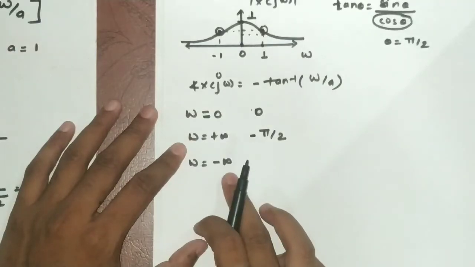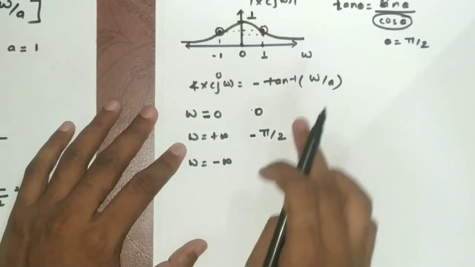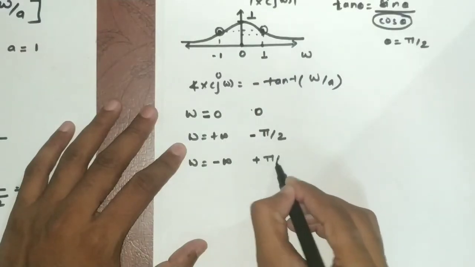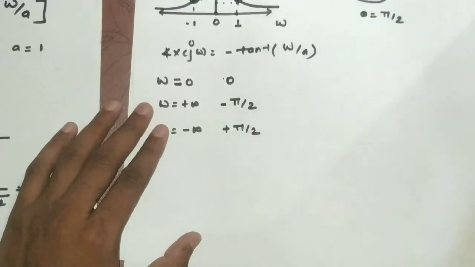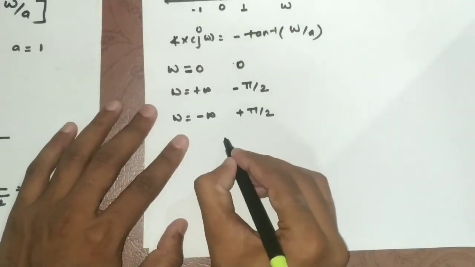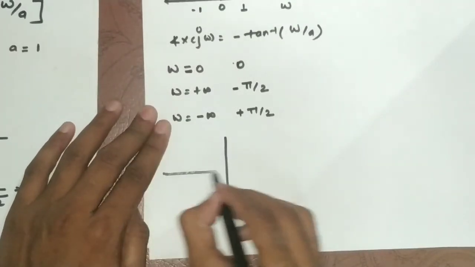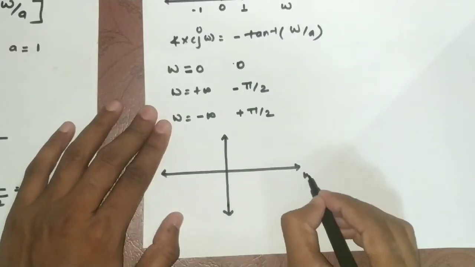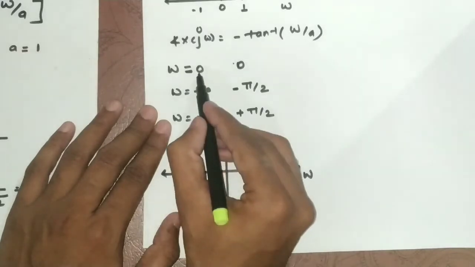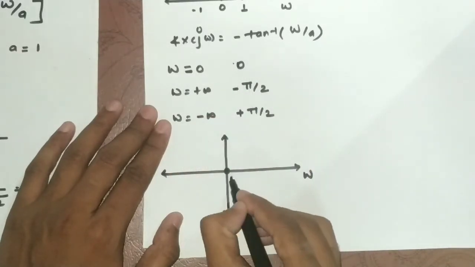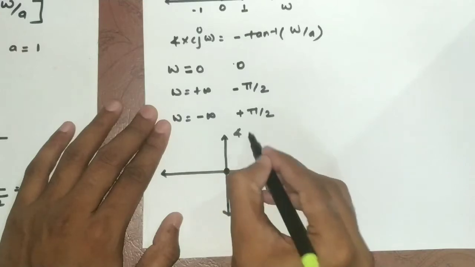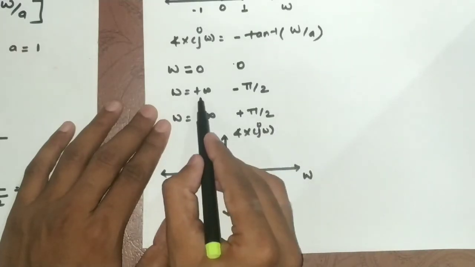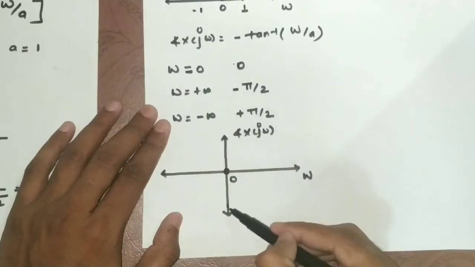Similarly, when I want minus infinity, this is going to be minus pi by 2, and this minus will definitely be plus pi by 2. Now if I got these three terms, I can sketch the spectrum. This is omega. Now when it is 0, the intersection point is 0. This is angle X of j omega. Now when I consider omega as plus infinity, our angle is minus pi by 2, so definitely below this axis.